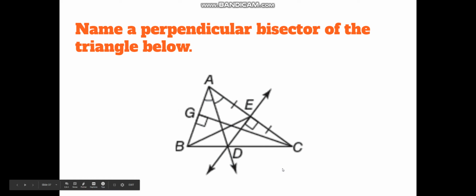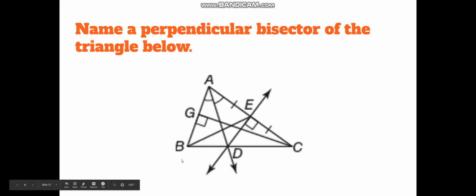A perpendicular bisector. We actually only, well, no. Okay, so there's two. CG is going to be a perpendicular bisector of AB. And then we know for sure that DE is a perpendicular bisector of CA because we got these sides marked.